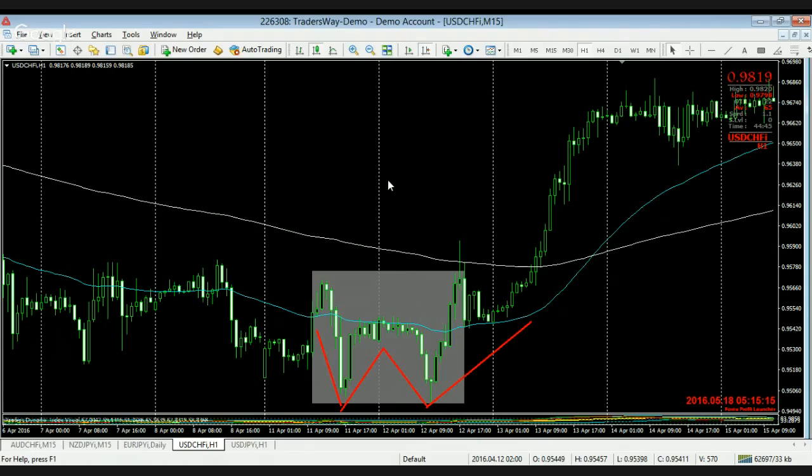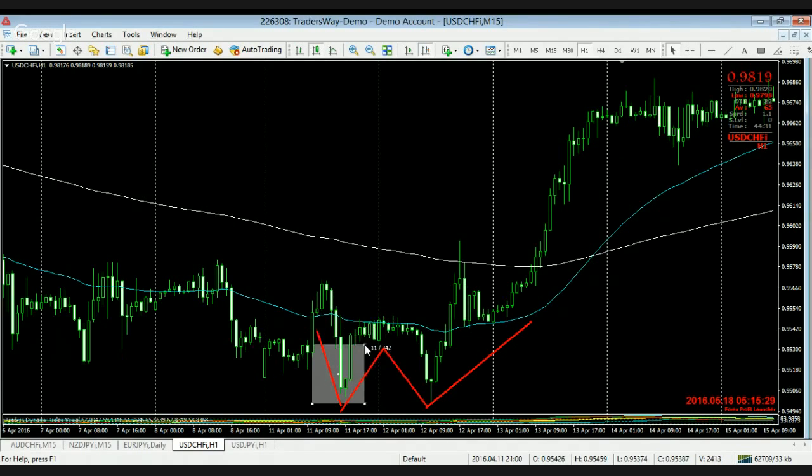Now, you want to look for a W formation at the lowest of the day. What do I mean by that? This peak formation over here was at the lowest of this day. This peak formation over here was at the lowest of the day. That's where you would typically find it.